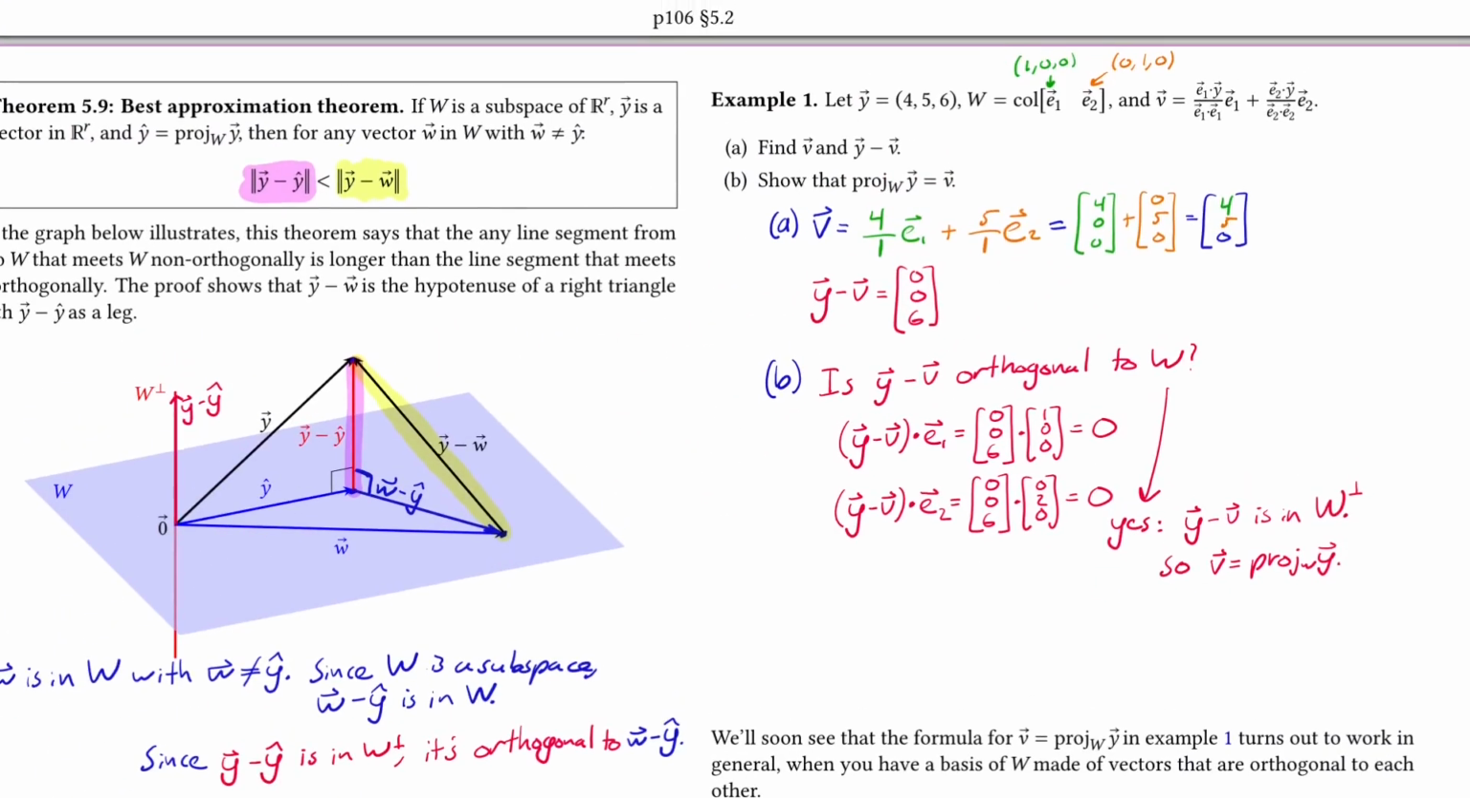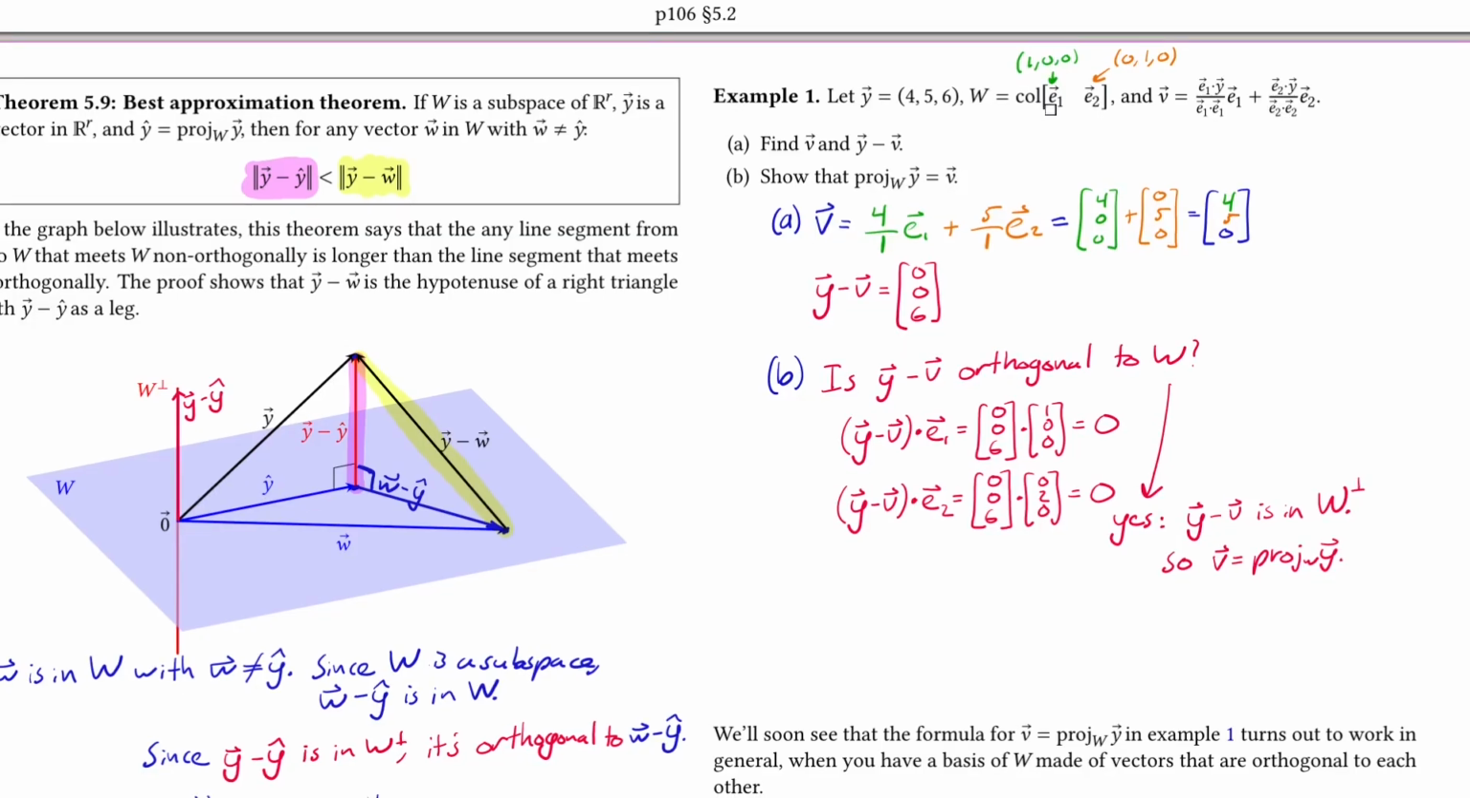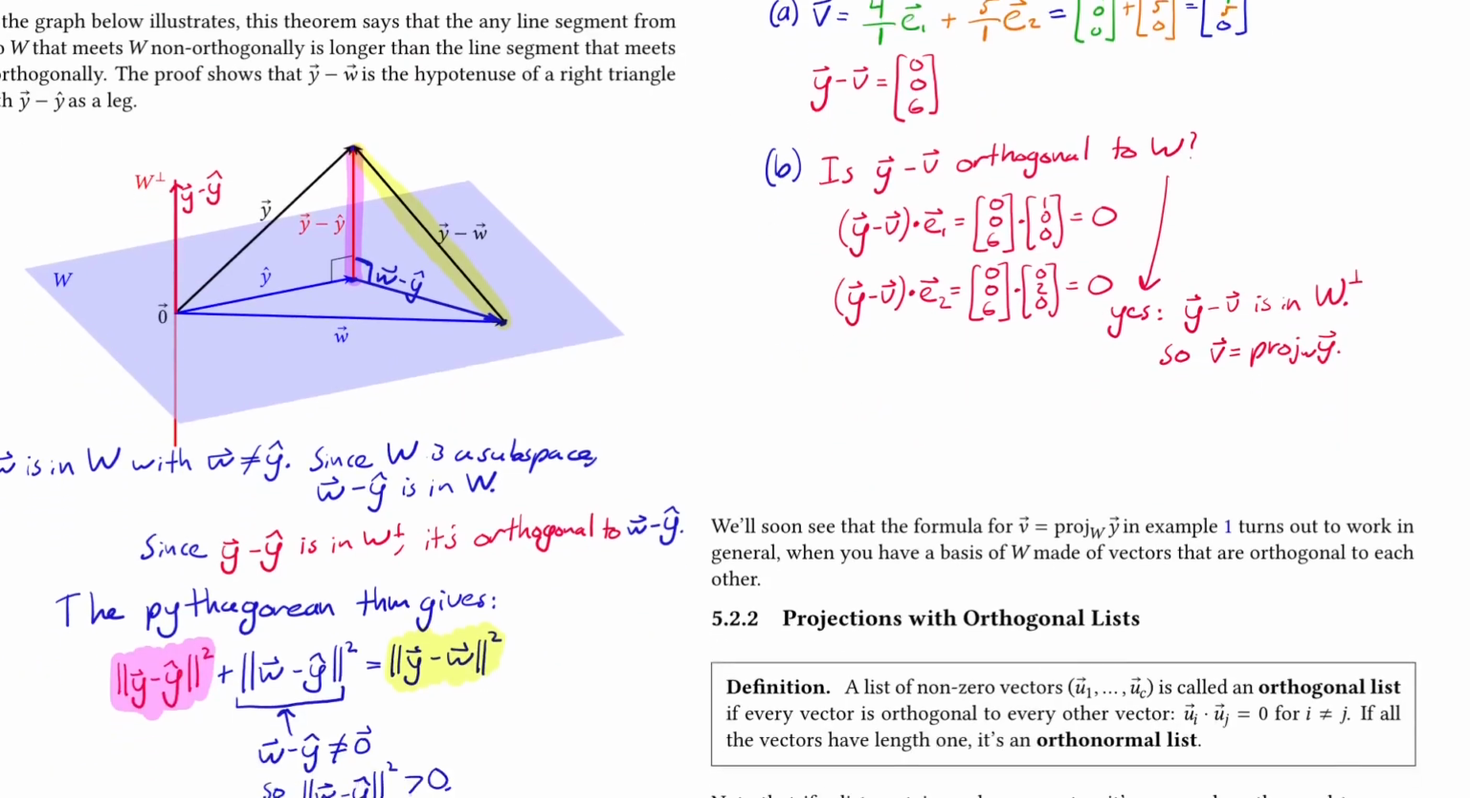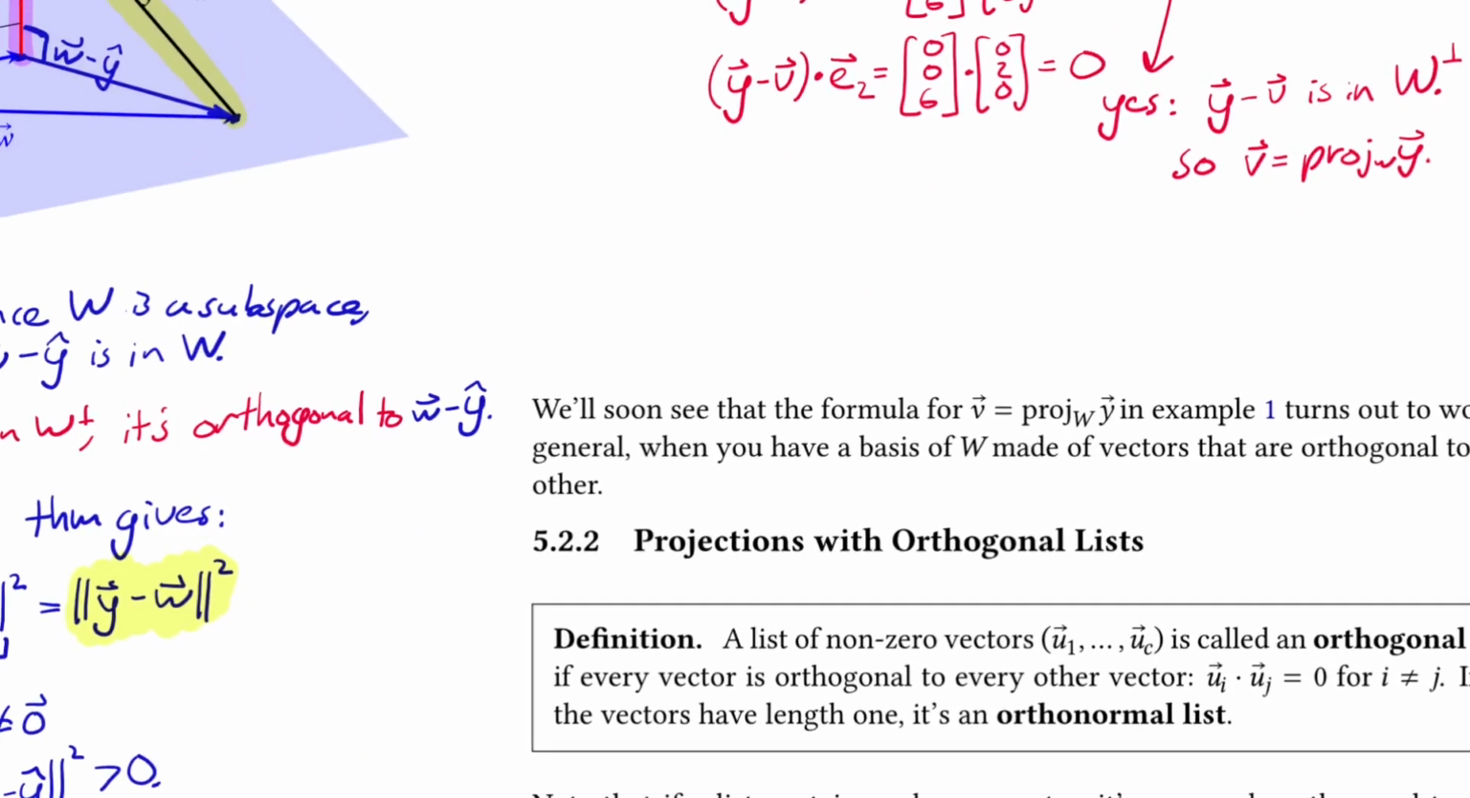So we're going to see that this formula is a general way to get projections. It turns out it doesn't always work if you just have any old vectors that make up a basis for your W. It turns out they need to be orthogonal to each other for this formula to work in general. And we're going to show that in a minute. But first, let's talk about orthogonal lists.